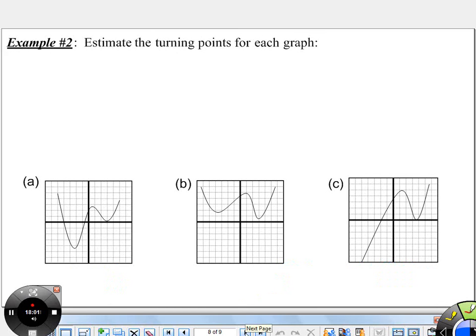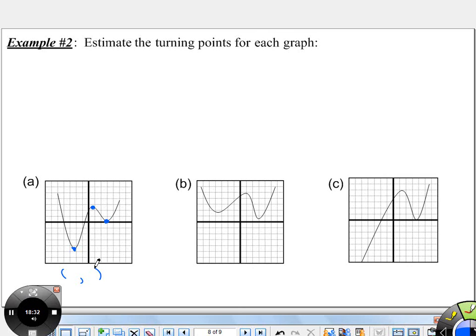All right, it doesn't look like I changed the screen, but it did. Okay, so same graphs, but this time we want to estimate the turning points for each graph. Okay, let's just do this for one of these so we can have some other conversations about end behavior. Kira? What's that? Okay, so the number of turning points that this graph has is 3, and we want to estimate the turning points. So we're going to say here's 1, and here's 1.